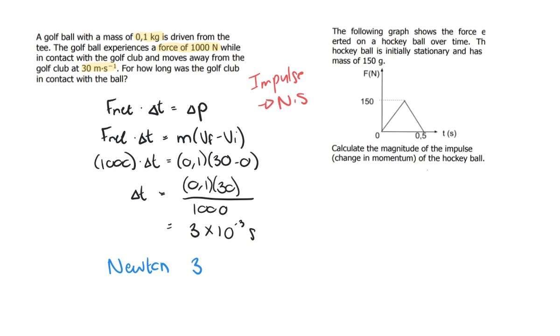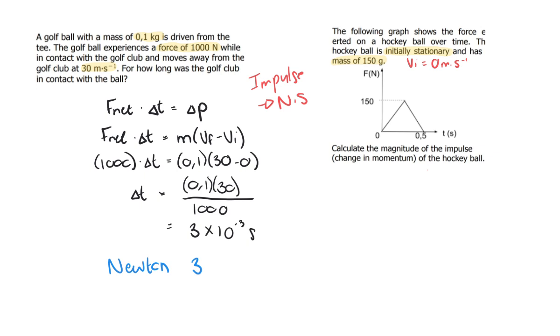Okay, so let's move on to example number 2 over here, which is a graph, a very common way for them to ask this question. It says the following graph shows the force exerted on a hockey ball over time. The hockey ball is initially stationary. Very, very important, so I'm going to write V initial equals 0, so that I don't forget it. And it also has a mass of 150 grams.